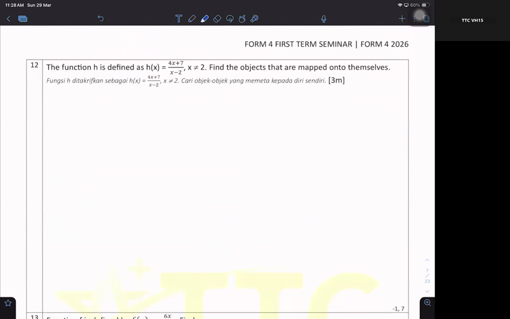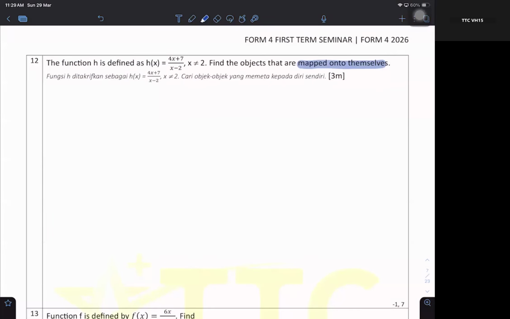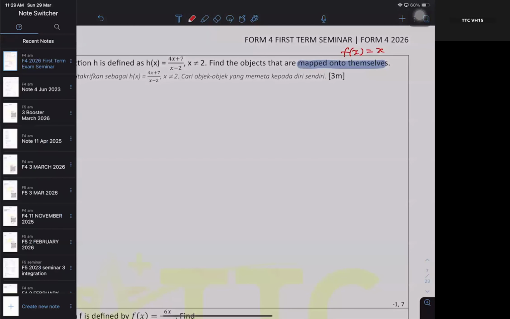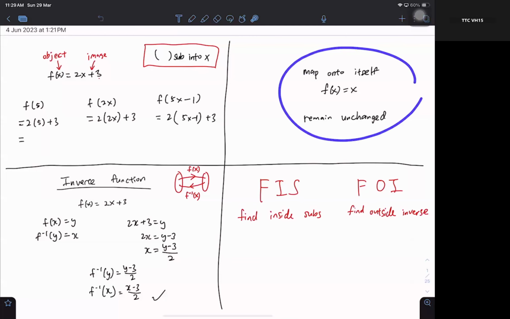来来来，来，what is map onto themselves? Still remember? This one just now I gave you already. What is map onto themselves? fx equals x, right? Map onto itself, map onto themselves, remain unchanged. fx equals x. Understand? fx equals x.